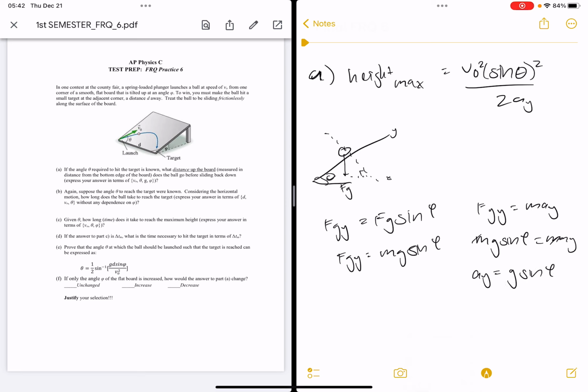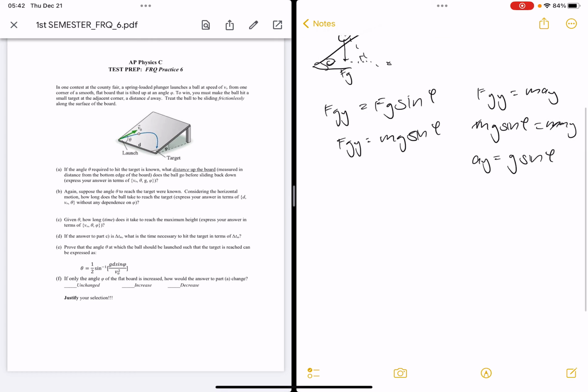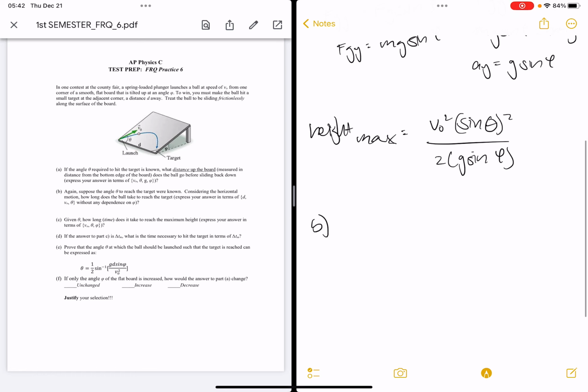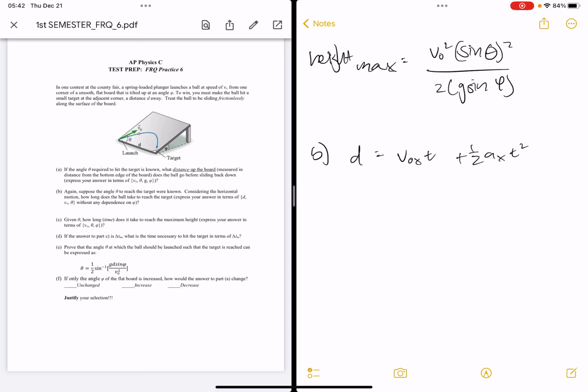Going back to our original equation, that means that Hmax equals V0 squared sine theta squared, all over 2A, which is g sine phi. B, so the distance of the whole board equals V0x times t plus 1/2 a x times t squared. We know that a is 0 because there's no acceleration in the horizontal direction, so d equals V0x times t.